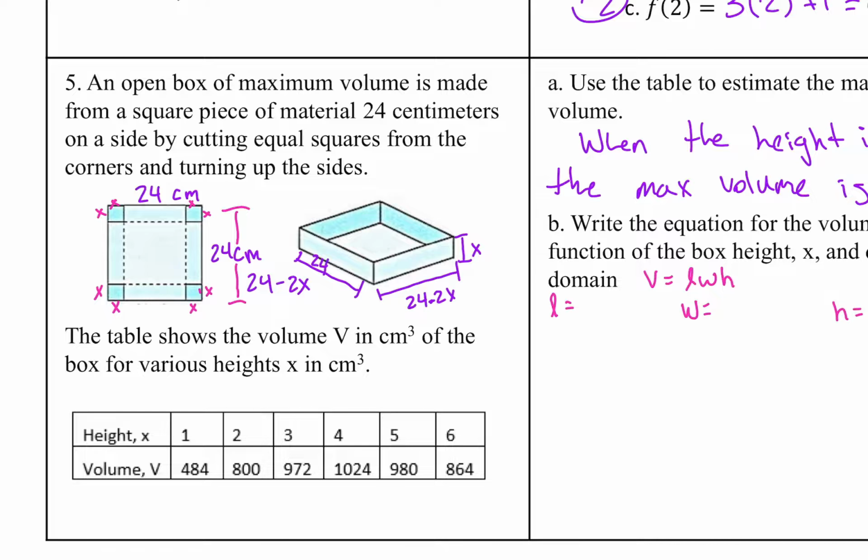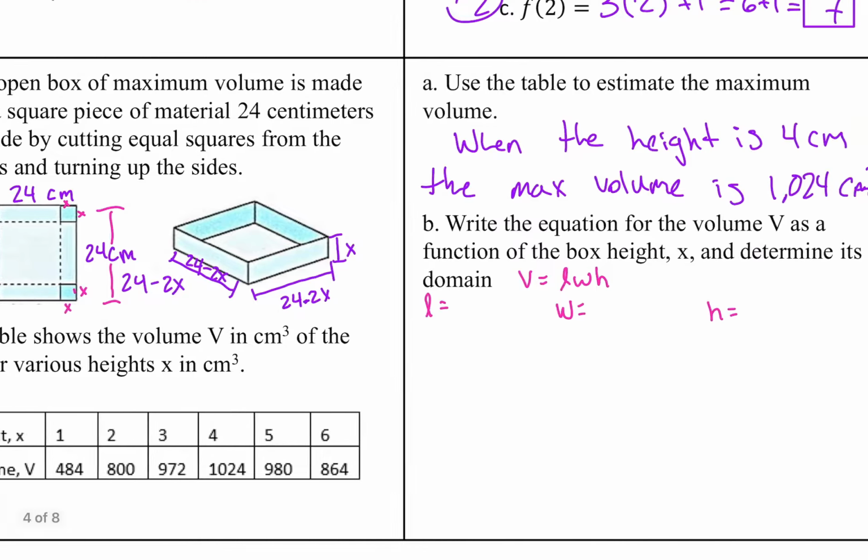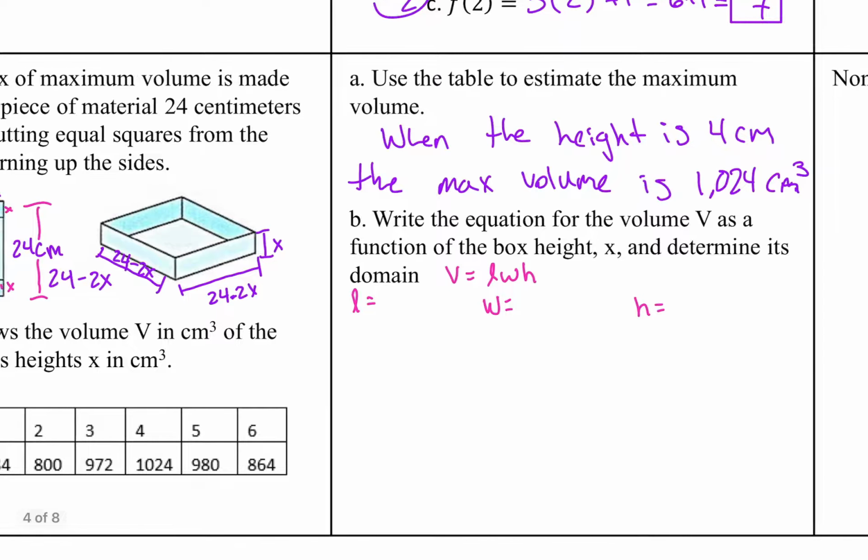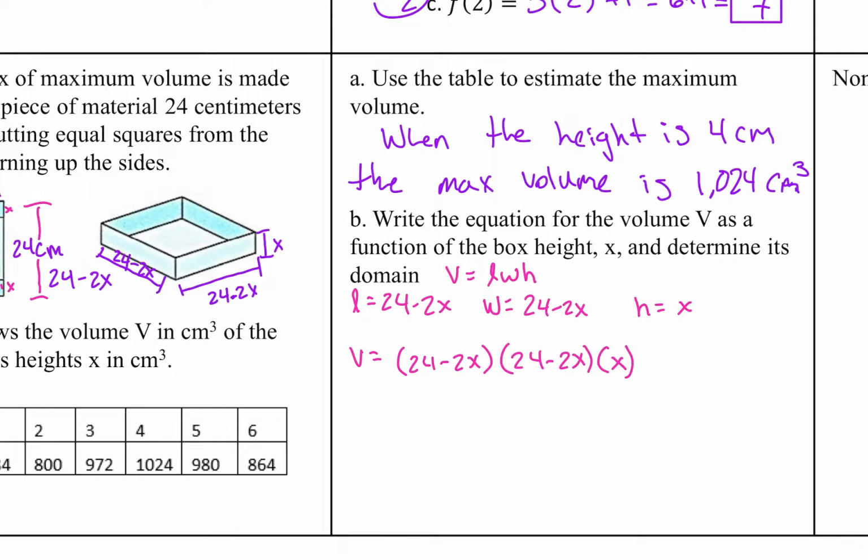Put it right here, 24 minus 2x. So when I go to do this formula over here, the length is 24 minus 2x, the width is 24 minus 2x, the height is x. And now I can put that formula in. Volume equals length 24 minus 2x multiplied by the width 24 minus 2x times the height of x. And we need to multiply that all together.